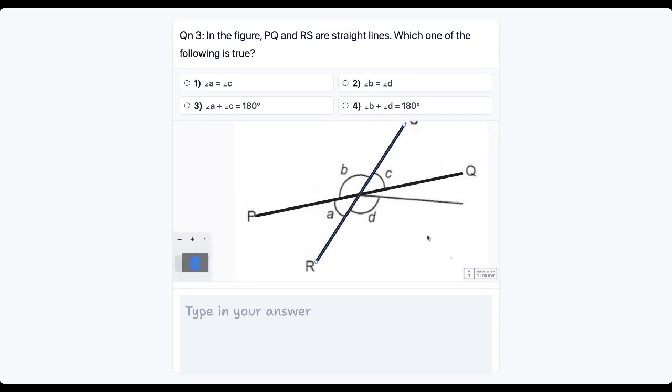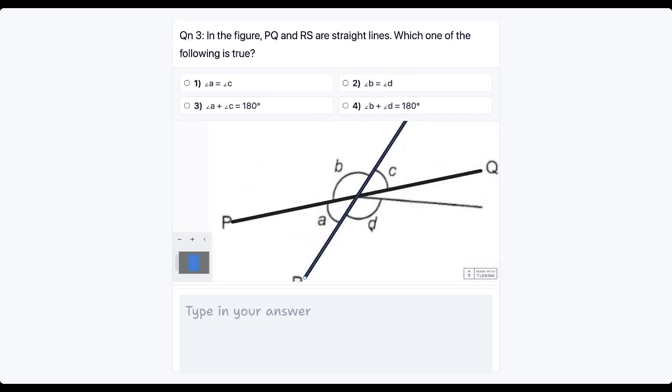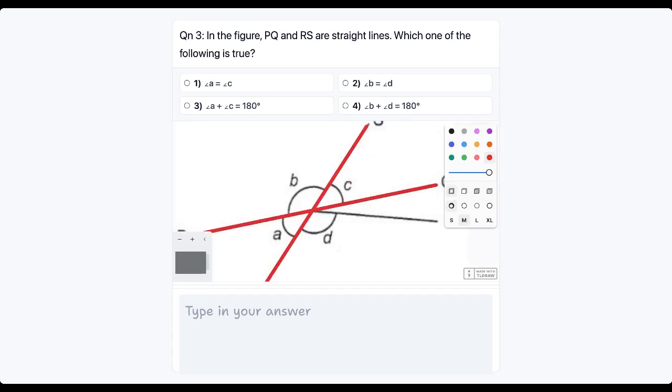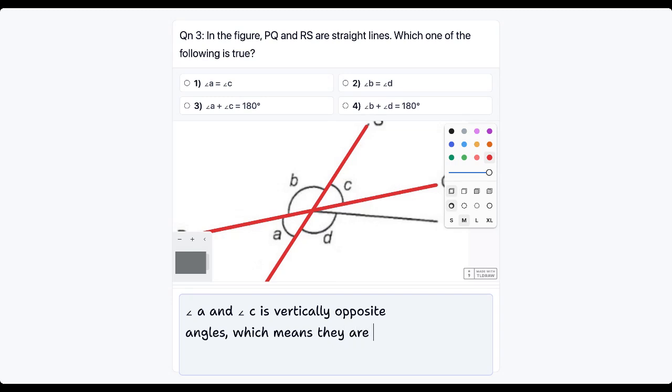Okay, it says here A is equal to C. In this case, A and C is actually correct. Angle A and angle C are vertically opposite angles, which means they are equal. All right. So that means option number 1, which is over here, is correct. So let me just put a tick beside it.